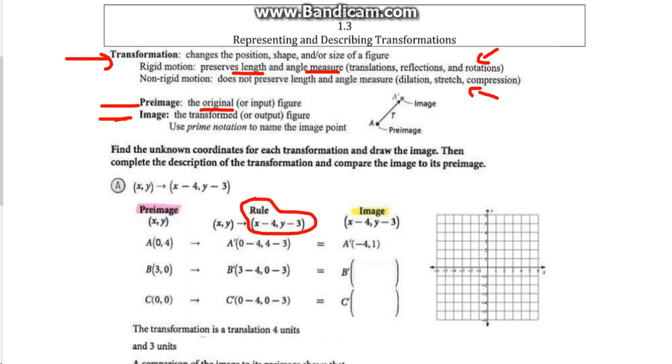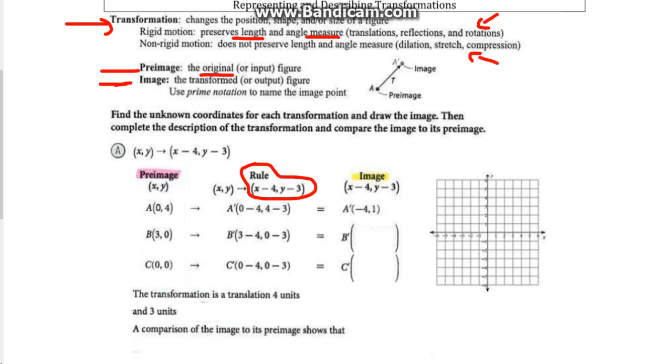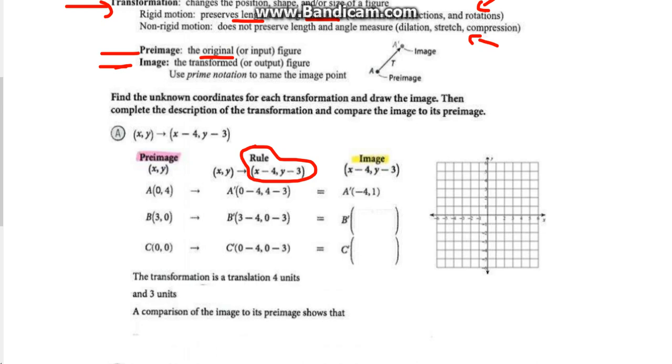Find the unknown coordinates for this transformation and draw the image, then complete the description. So this is basically what this lesson is about. We're gonna apply this rule. We have points here on the left side, which are the pre-image or the original, and then we're gonna do the rule of x minus 4, y minus 3. The rule is very important because that's how we're gonna find the next point. So x minus 4 is just the x value of the point minus 4.